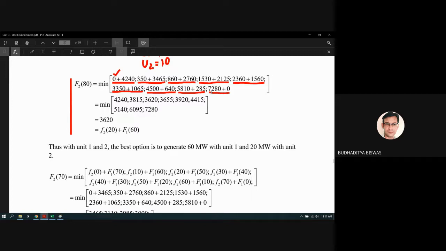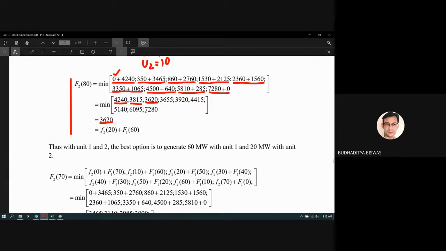Okay, then just do the calculation. 0 plus 4240 is 4240. Then 350 plus 3465 equals 3815. In this way, just do the calculation and find the minimum one. Which one is the minimum here? The third one. This one is 3620. This is the third one. That's why you write minimum. We need to find the minimum from this particular array, and it is coming 3620.